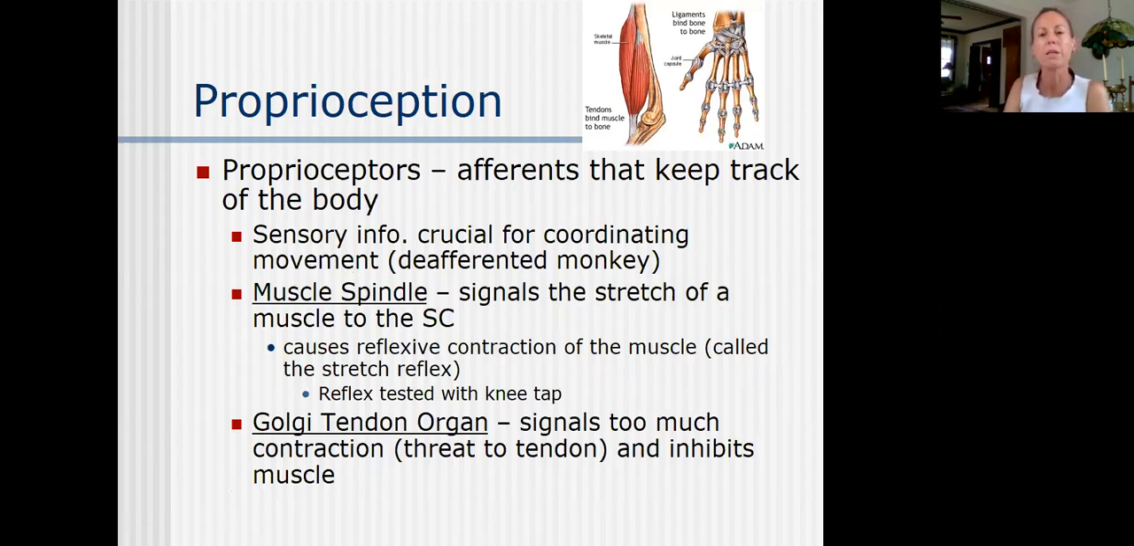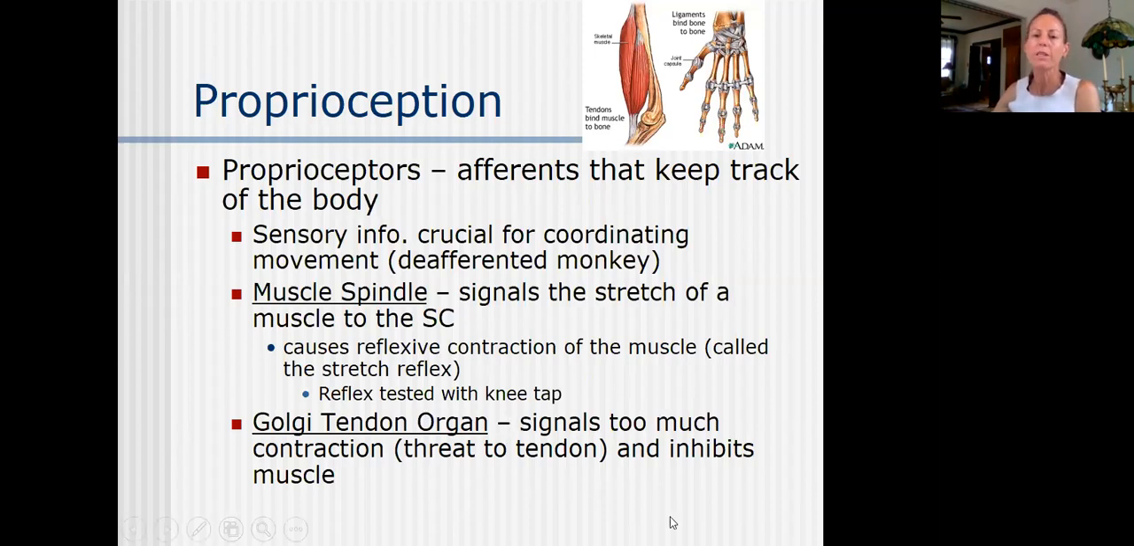So there are a couple of really important sensory afferents. One is called a muscle spindle, and that signals the stretch of the muscle to the spinal cord. And what it does is cause a reflexive contraction of the muscle, and that's called the stretch reflex. And so the reflex sometimes is tested with a knee tap, but basically if you stretch your muscle out too much, it starts to contract, and it kind of keeps you from overstretching. And so that muscle stretching out will tend to contract.